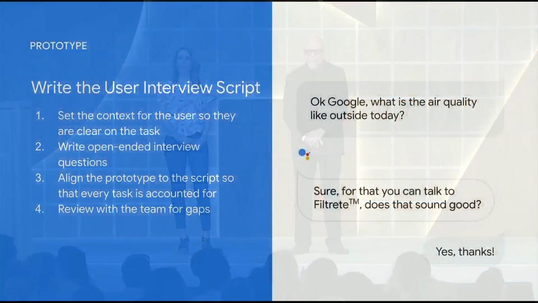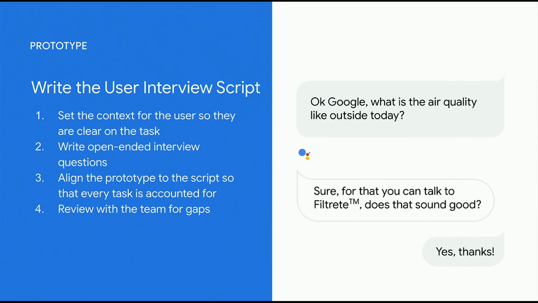And along the way, with both the dialogue flow and the Wizard of Oz prototype, you're going to write your user interview script. You want to set the context for the users so they understand what the task is that they're going to complete. Write open-ended interview questions so you get really good, useful feedback. And then align the prototype to this script. Make sure there isn't a point at which you don't have a voice clip for a specific point in the task. And review it with the team for any potential gaps before you go into that usability test.